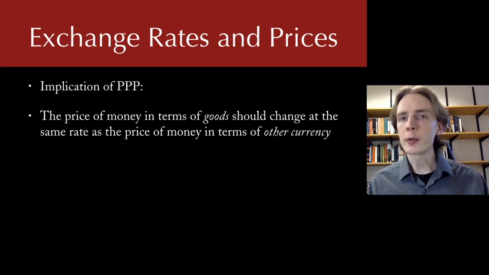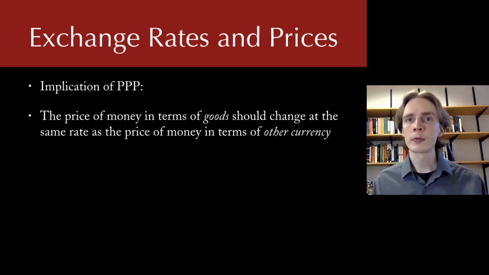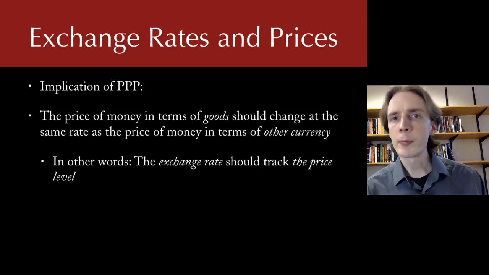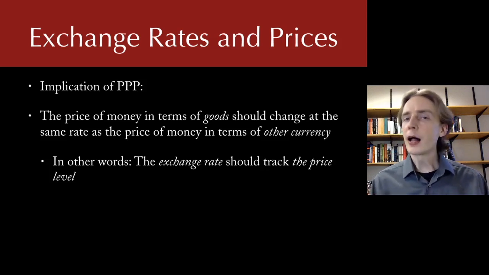Right? So there's several ways that we can talk about the value of money. Money doesn't have its own price because prices are quoted in terms of money. So if we want to talk about the value of money, we have to talk about the value of money in terms of something. We can talk about the value of money in terms of goods, in which case we have the purchasing power of money, the inverse of the price level, or we can talk about the value of money in terms of other currencies, in which case we have the exchange rate. And purchasing power parity tells us that the value of money in terms of goods ought to track the value of money in terms of other currencies.